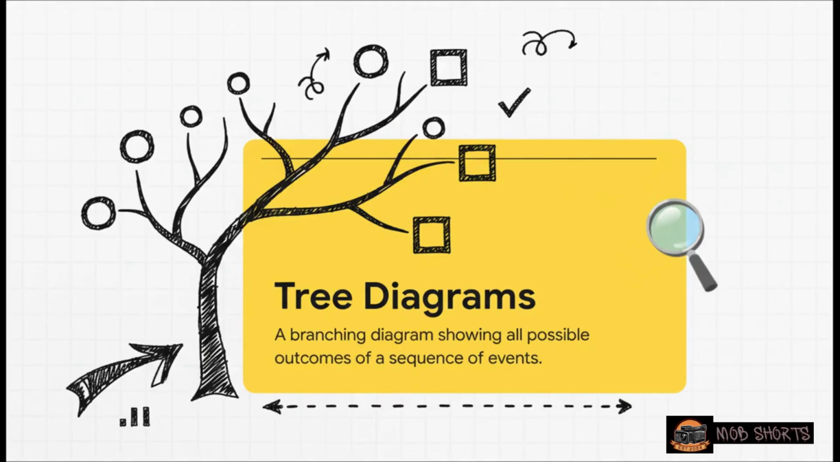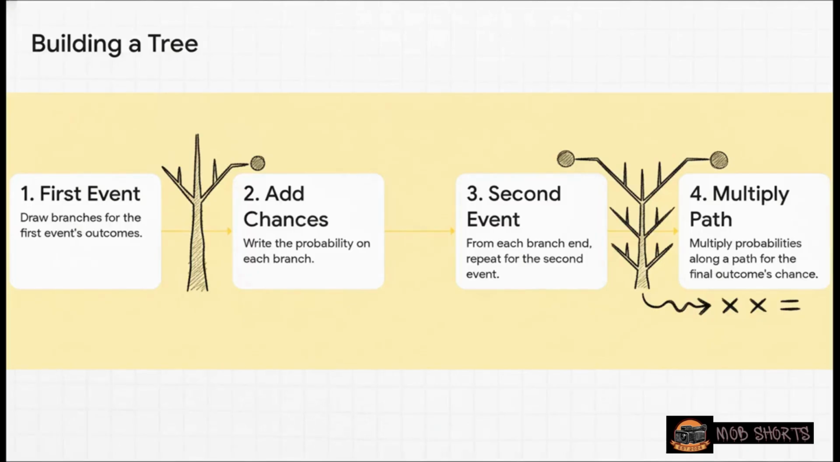Next, in our visual toolkit, we have tree diagrams. And these are your absolute best friend whenever you're dealing with a sequence of events. When one thing happens and then another thing happens. Each set of branches is like a step in the journey. And the diagram maps out every single possible path you could take. And building one is actually super logical.